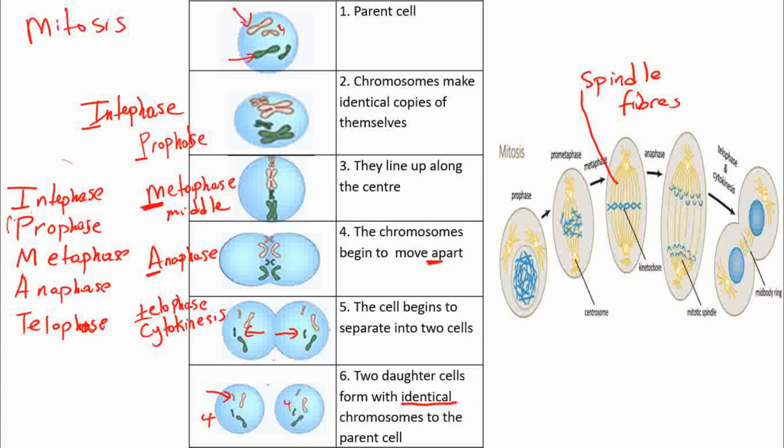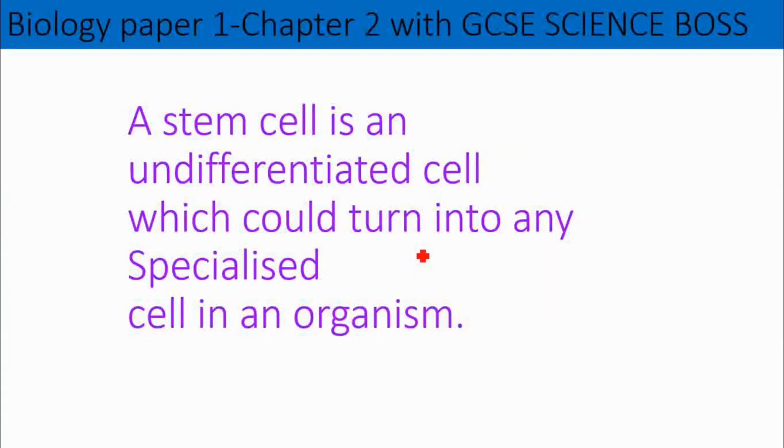Do not confuse mitosis with another type of cell division, which is meiosis. Okay, now we're going to look at something called stem cells. So remember what we said earlier. We all started with one cell, and that one cell is called a zygote.